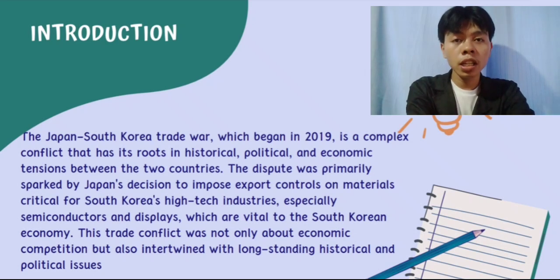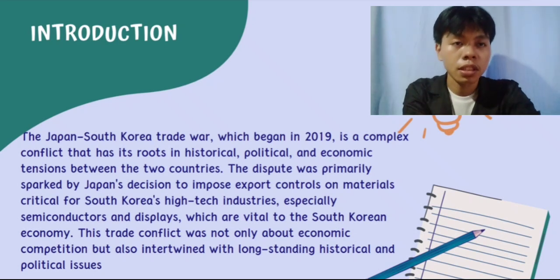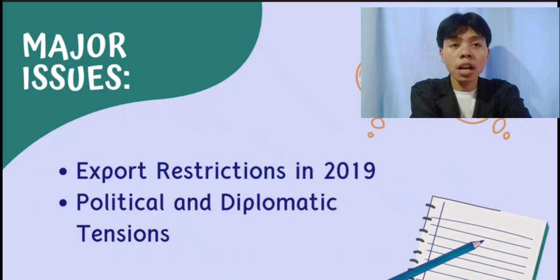One of its key export sectors was hit hard by the restriction on critical materials, while Japan's exports to South Korea also declined. So both countries faced challenges in maintaining stable trade relations, and the conflict strained their diplomatic relations, with both governments accusing each other, escalating tension unnecessarily. Their major issues are export restrictions in 2019 and political and diplomatic tensions.